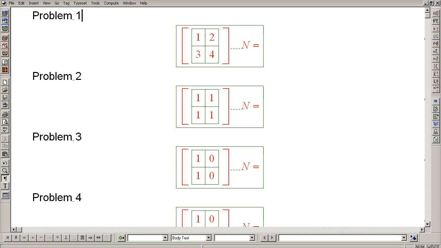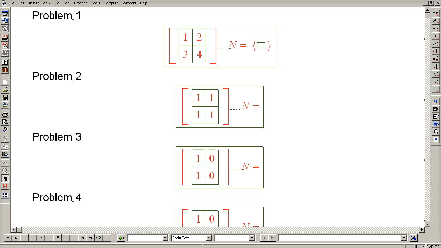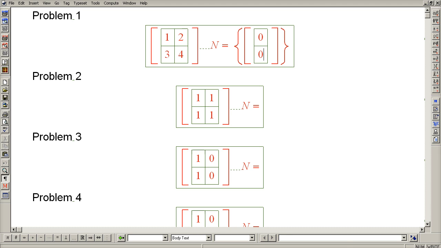Problem 1. The columns in problem 1 are linearly independent. That's because for two columns to be linearly dependent, one must be a multiple of the other. And between these two columns, neither one is a multiple of the other. Therefore, these columns are linearly independent, and therefore the null space is the trivial space consisting of the zero vector alone.